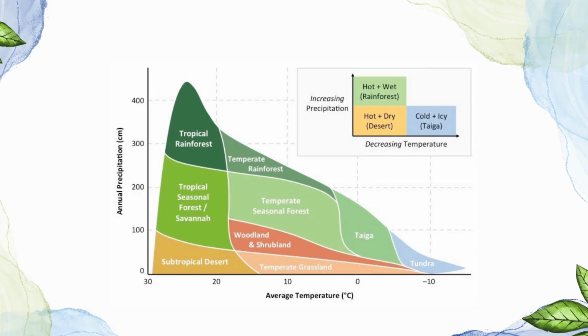This diagram shows how different biomes are distributed based on a range of average annual temperatures and annual precipitation. You can see how a hot and wet climate corresponds to a tropical rainforest, while a hot and dry climate corresponds to a desert. A cold and icy climate, on the other hand, corresponds to the taiga and tundra.